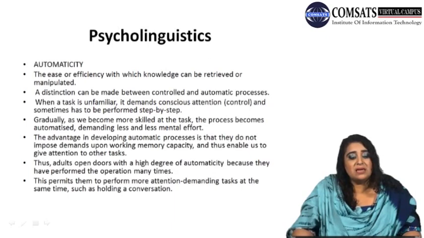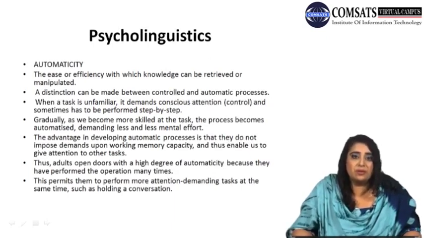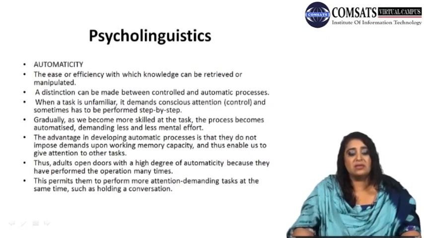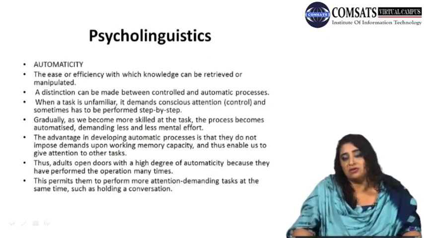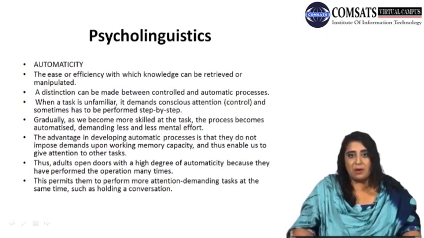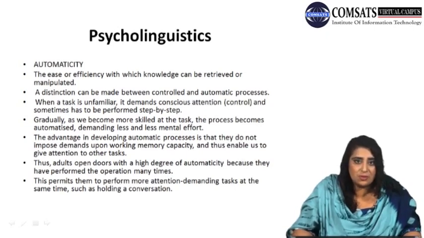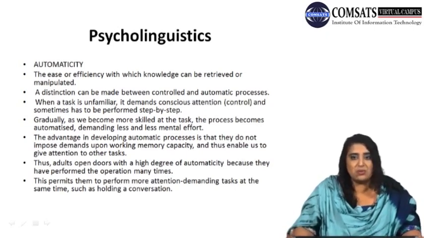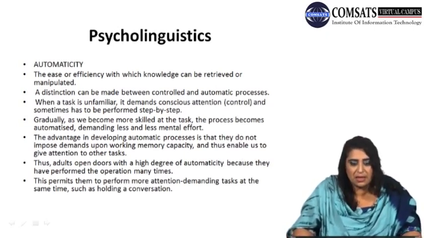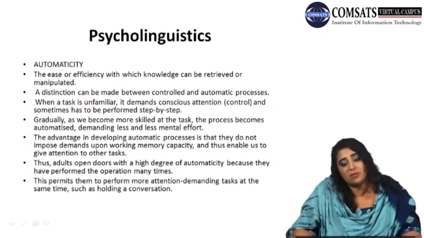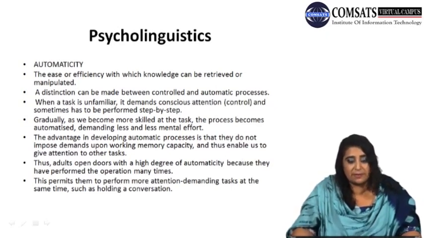So automaticity: the ease or efficiency with which knowledge can be retrieved or manipulated. Automaticity is how our brain functions, how we retrieve material from our brain and produce the language. When we're listening to somebody, we're trying to understand what the other person is saying, so automatically we would refer to our memory. And once again, when we want to produce language. So the ease or efficiency with which knowledge can be retrieved or manipulated: how we can retrieve it, how fast we can retrieve it.